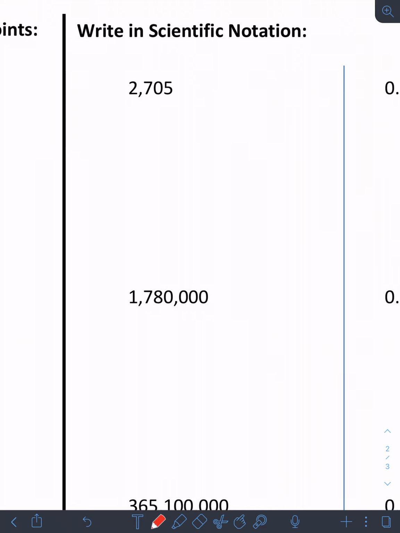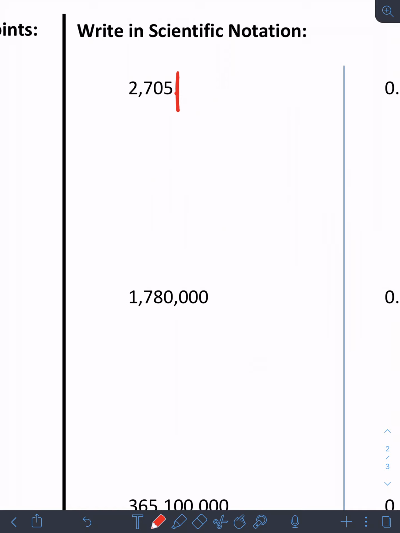Okay, so the first thing that we're going to do is to draw a line where the decimal point is. The decimal point in this case would be after the 5. We're going to draw a line after the 5. Since this is a whole number, you always draw your line at the end of the number.